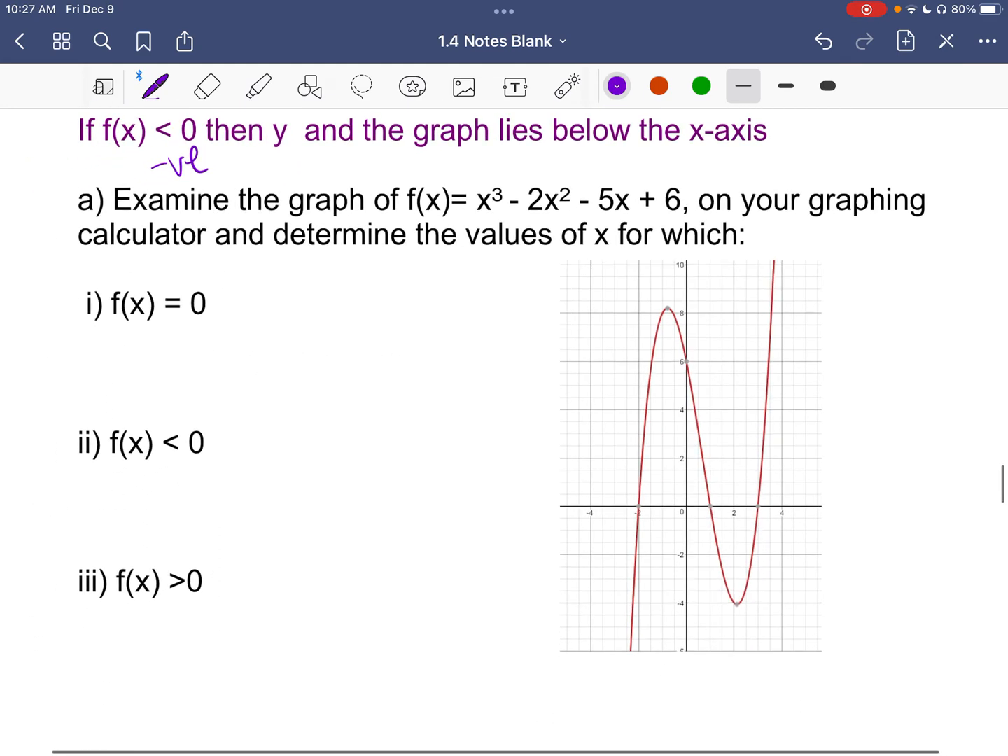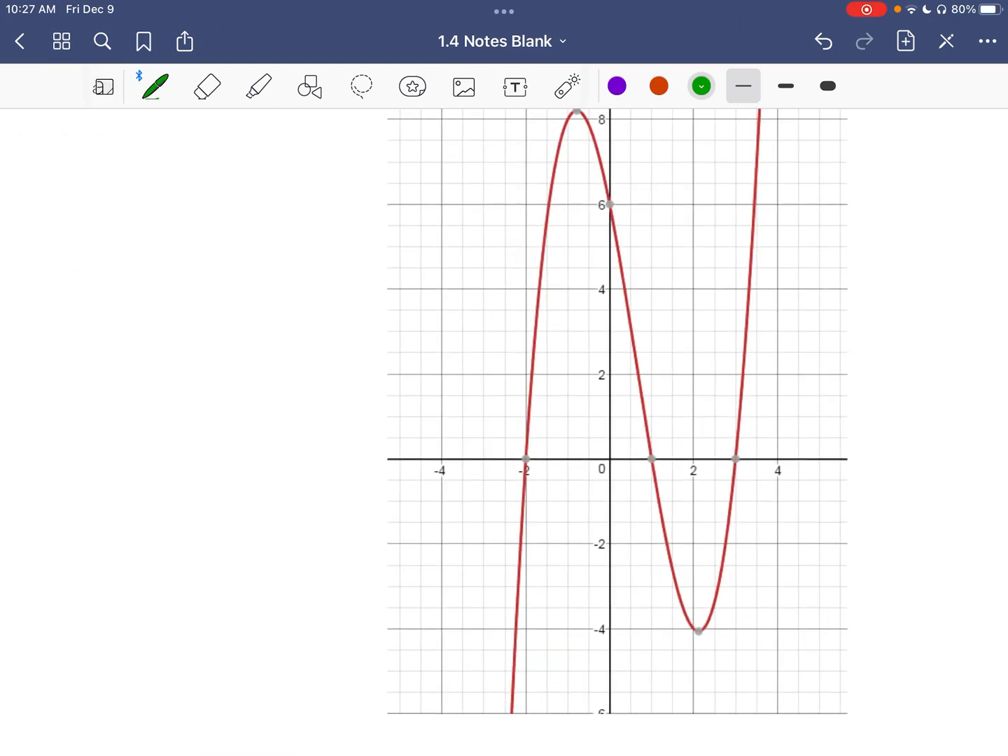So in this function, we are given a graph. We want to determine the values of each. So where f of x is equal to 0, that is basically our x-intercepts. And if we read from the graph, that appears to be at -2, at 1, and at 3.